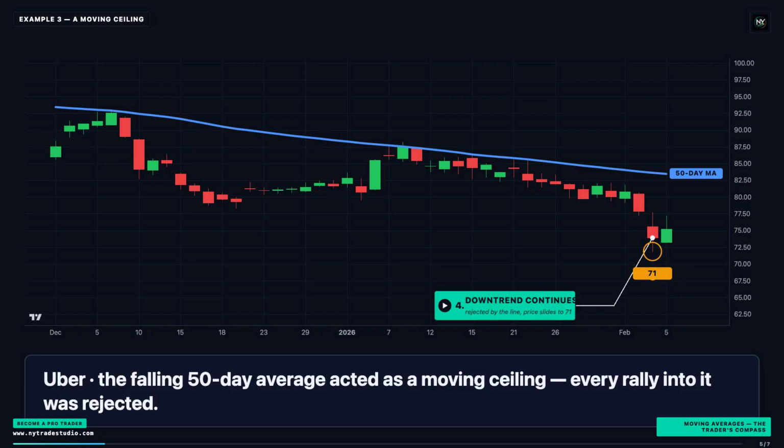So put the two halves together and you have the whole rule. In an uptrend, the rising average is a floor. Buy the dips into it. In a downtrend, the falling average is a ceiling. Sell the rallies into it. The direction of the line tells you which game you are playing.